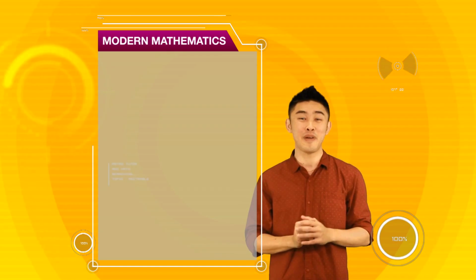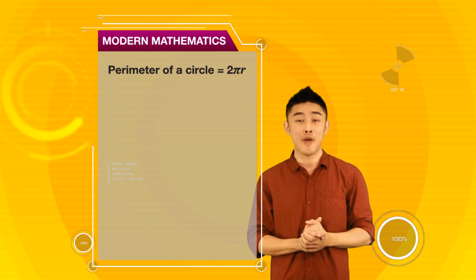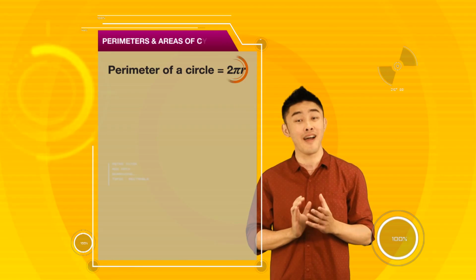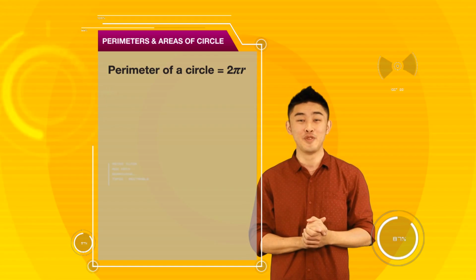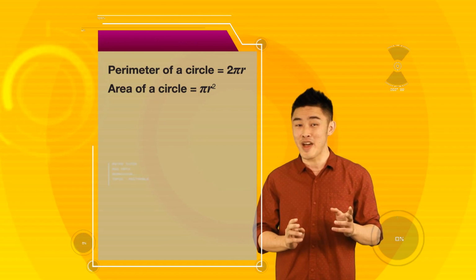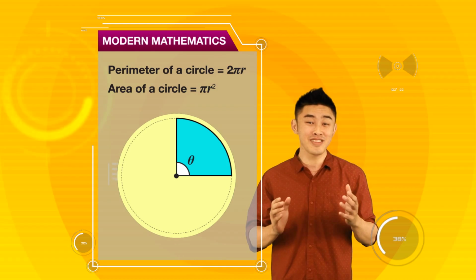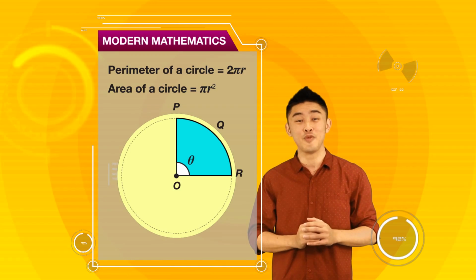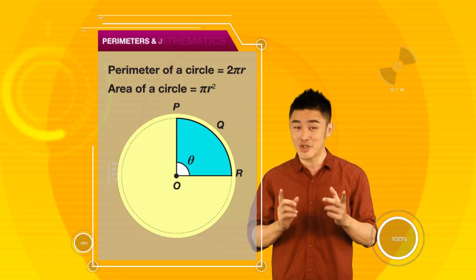In this topic of perimeters and areas of circles, there are generally just a few formulas that we need to know. The first formula is regarding the perimeter of a circle, where the perimeter of a circle is 2 pi r. Then we have to know the formula to find the area of a circle, which is pi r squared, where pi here is a constant value, while r is the radius of the circle, as shown in this diagram.